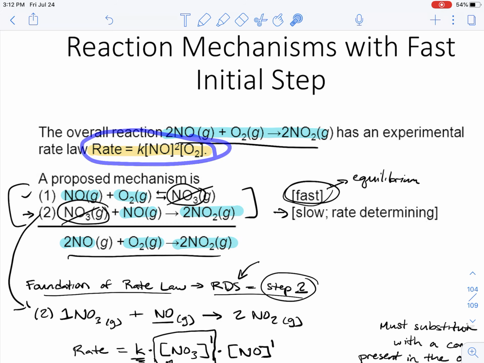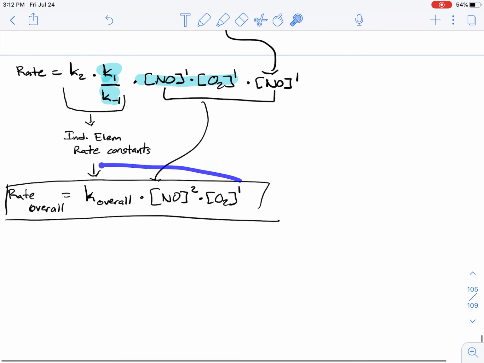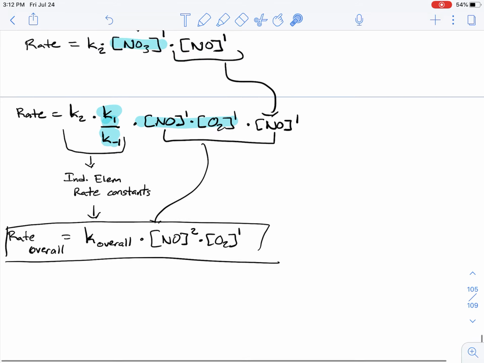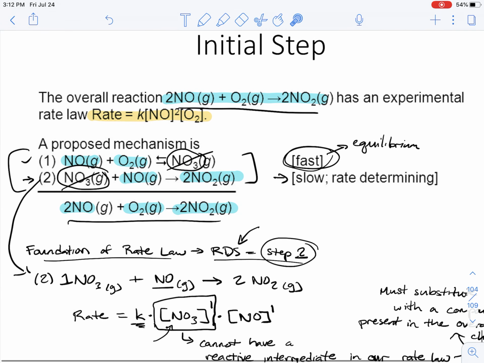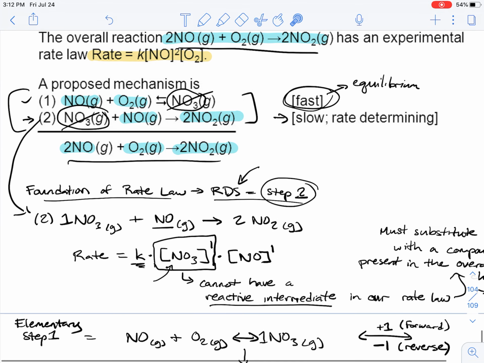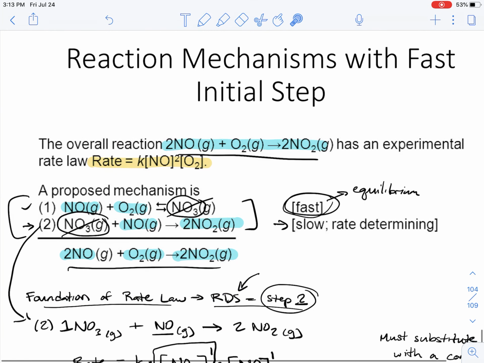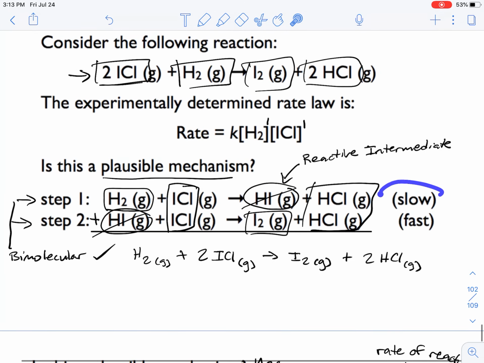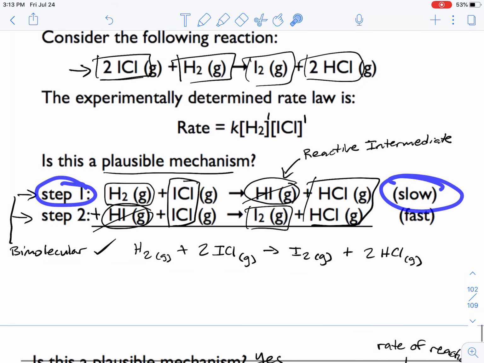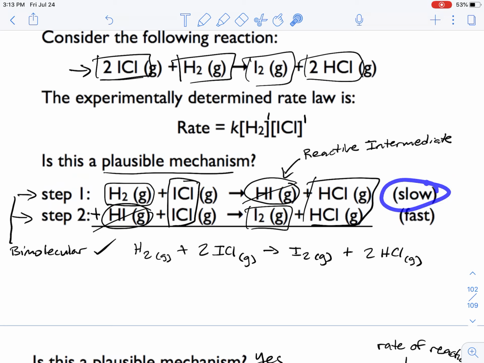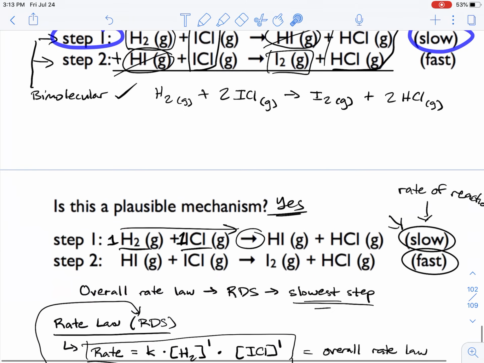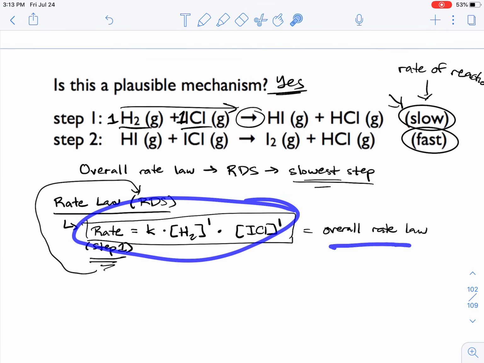And so does this rate law match the rate law that we get? And the answer is yes. And so therefore, this reaction mechanism is possible. And so looking at the key differences between this example and this example, the rate determining step is the first elementary step. So whenever your rate determining step is the first elementary step, the rate law that you typically write or obtain is the final rate law for the overall chemical reaction.